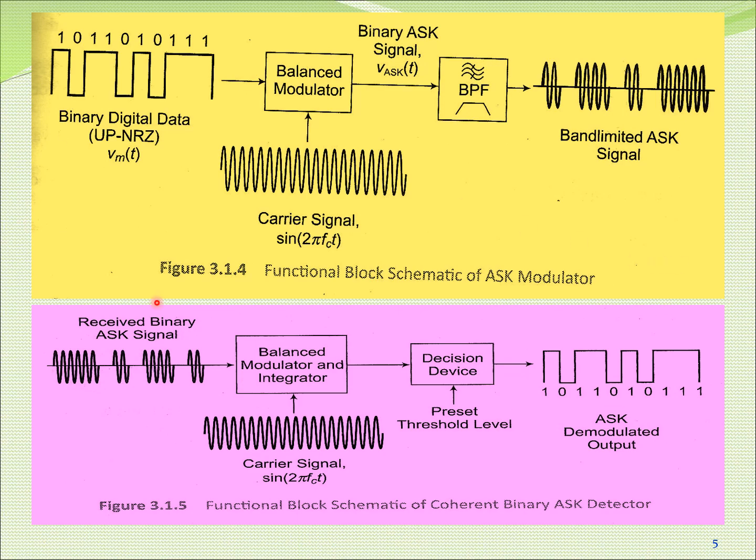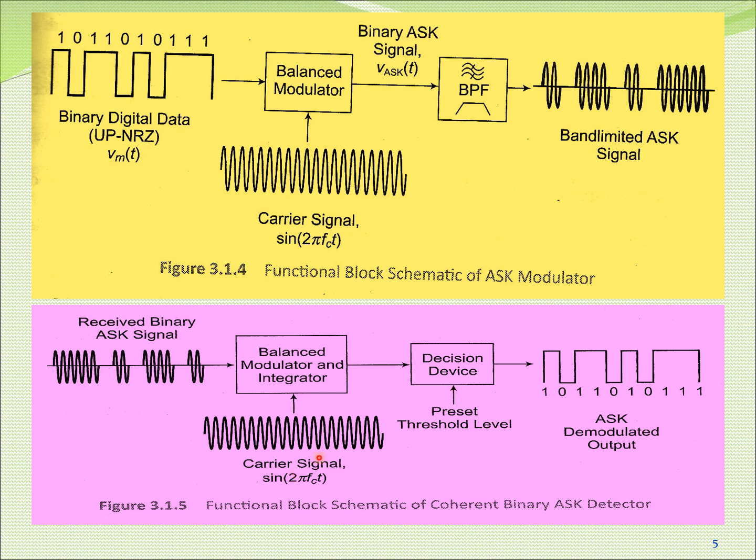Now, if we just understand how the ASK modulator and detector are operating, we just have a fundamental balanced modulator where, as we have seen in the previous slide, our digital data is input, and the carrier signal is an analog signal, which is sine 2 pi FCT. Both are modulated. Binary ASK signal is generated, which is passed through a band pass filter, and the output is the band limited ASK signal. This is actually the modulator. The operation is taking place at the transmitter side.